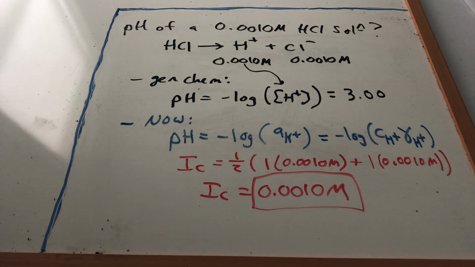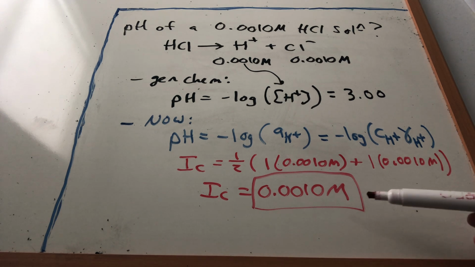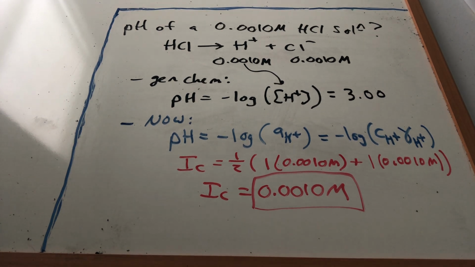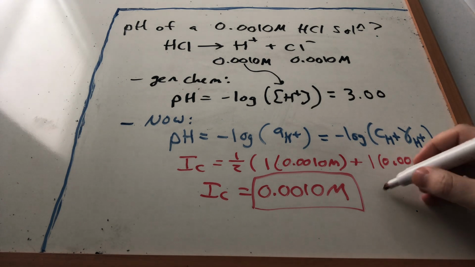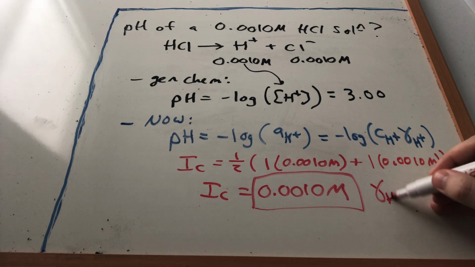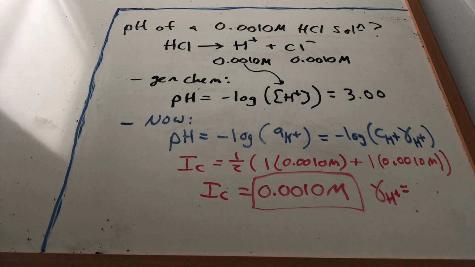So now what I can do is go on our table again and look at H plus, H3O plus, when the ionic strength is 0.0010. What's that gamma? And again, just double check my work, as always. What I get when I look up this gamma for H plus for this ionic strength looks like 0.967. Pretty close to 1, but not exactly 1.